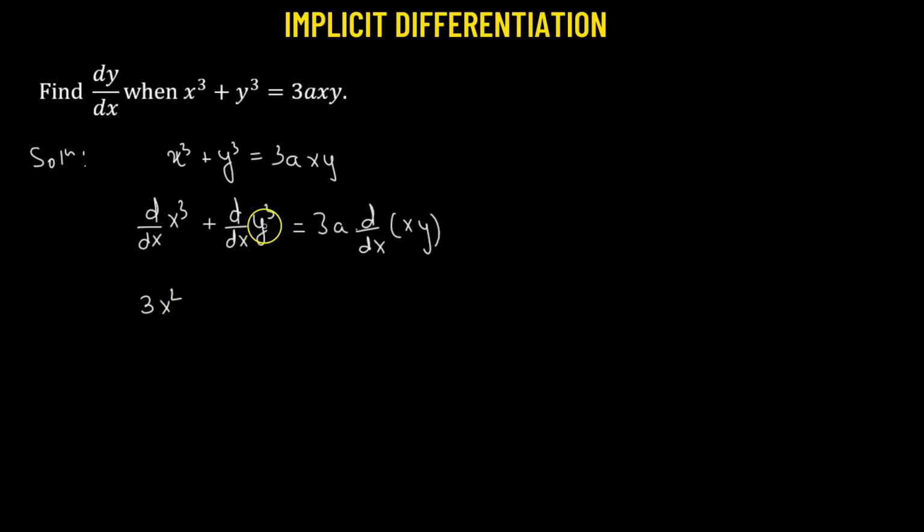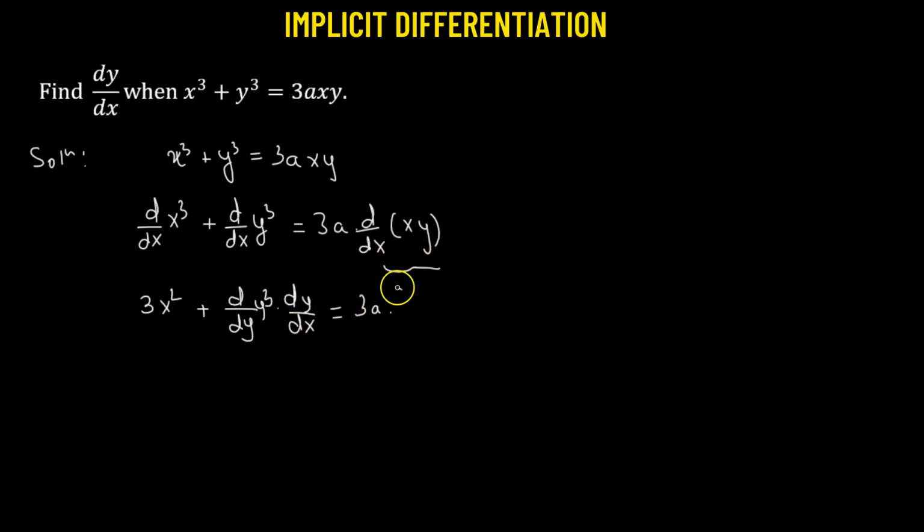Now we have to take the derivative of y cubed with respect to x. So that means what we'll do here, we'll take the derivative with respect to y of y cubed, but we'll also have to apply the chain rule. So we'll multiply it by the derivative of y with respect to x. So this will be equal to 3a times.